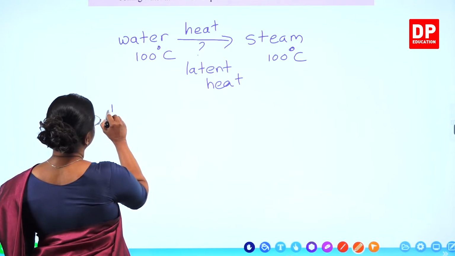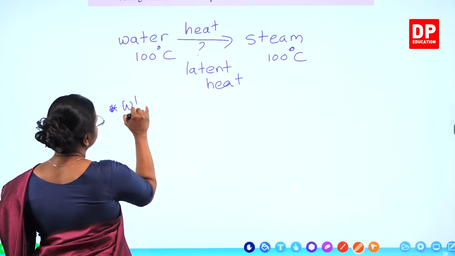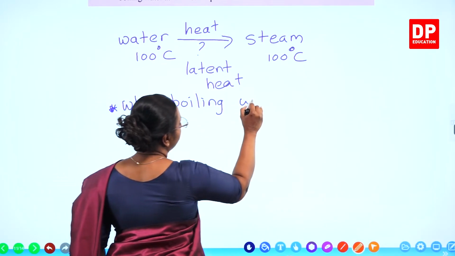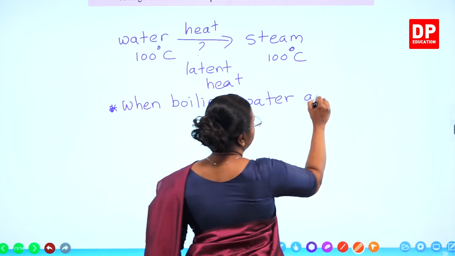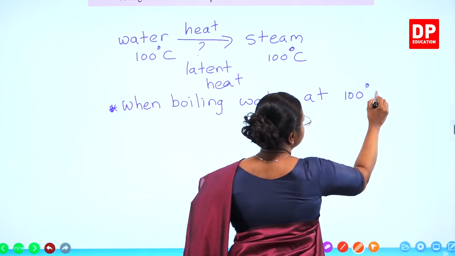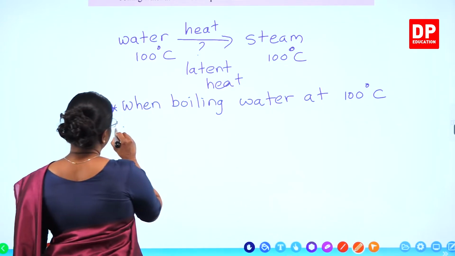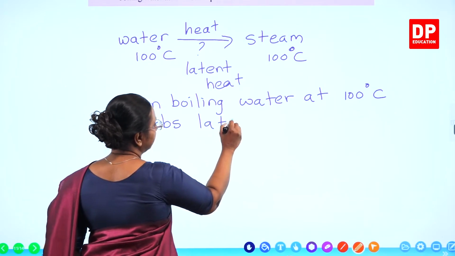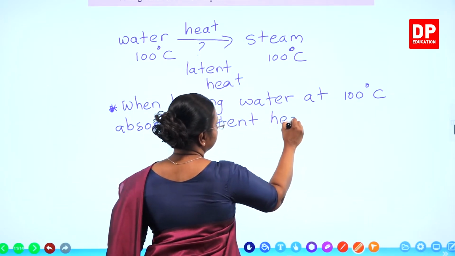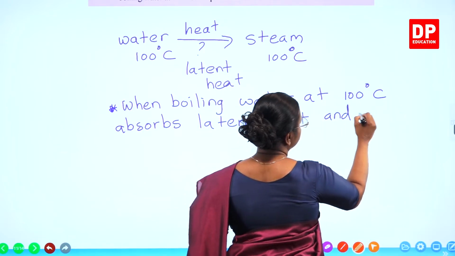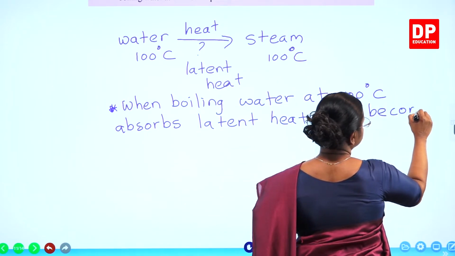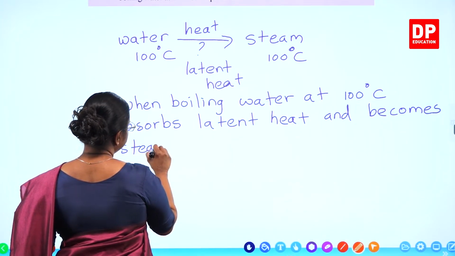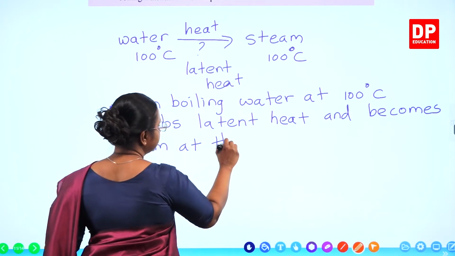you can say, when boiling water at 100 degrees Celsius absorbs latent heat and becomes steam at the same temperature.